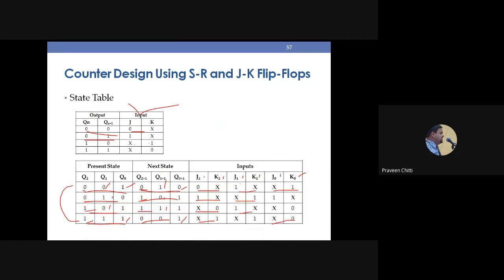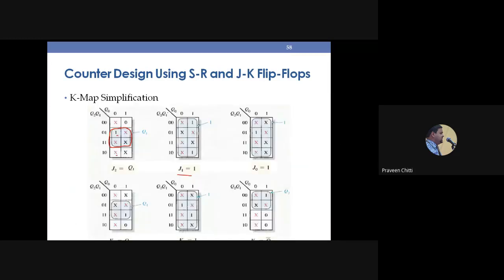This you take J1, right? K1, then J0, K0 you can put. So for J1, K1, J0 you will get 1 only, because here 1X you are having, remaining 4 are X. So you can solve these 6 K-maps, and you get J2 as Q1, J1 as 1, J0 1, K0 Q2 bar, K1 1, and K2 Q1.